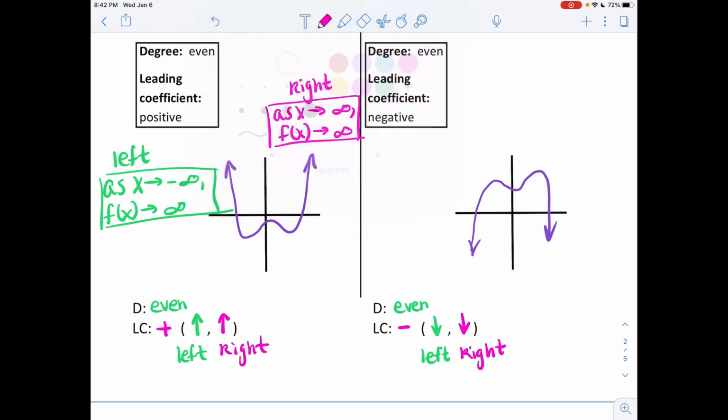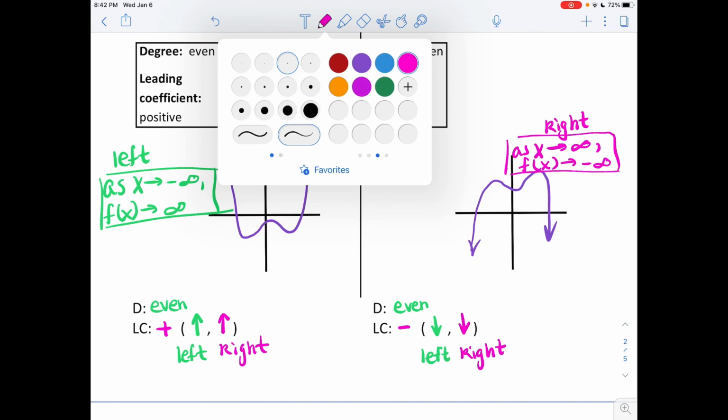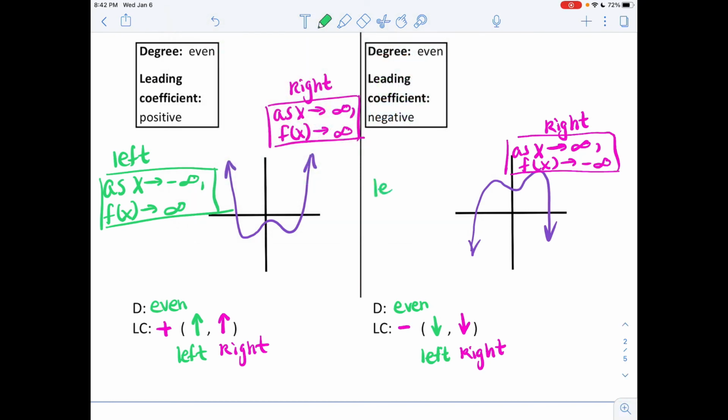All right, let's look at the right and the left. On the right-hand side, x is always headed towards infinity. So as x approaches infinity, our f of x is approaching, well, negative infinity this time. Our arrow is headed down. And then on the left-hand side, we know that x is approaching negative infinity always. We need to determine what f of x is doing, and in this case, it's also headed towards negative infinity.